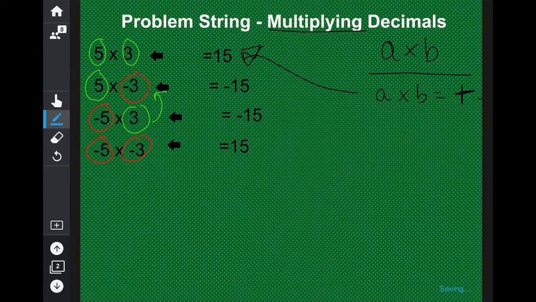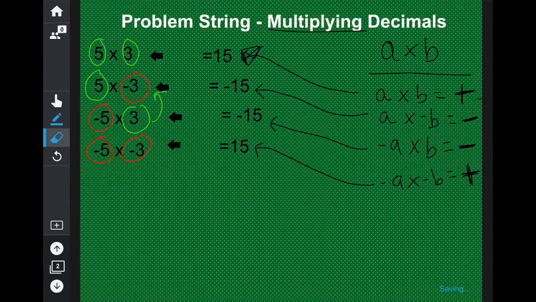In my second example, here, I had a positive A multiplied by a negative B. So when I have a positive and a negative, I get a negative number because I got negative 15. In our third example, I had a negative A multiplied by a positive B. So when I have a negative A and a positive B, it gives me a negative number because I got negative 15. And in my last example, I had two negative variables. I had negative A multiplied by negative B, and this gave me a positive answer.